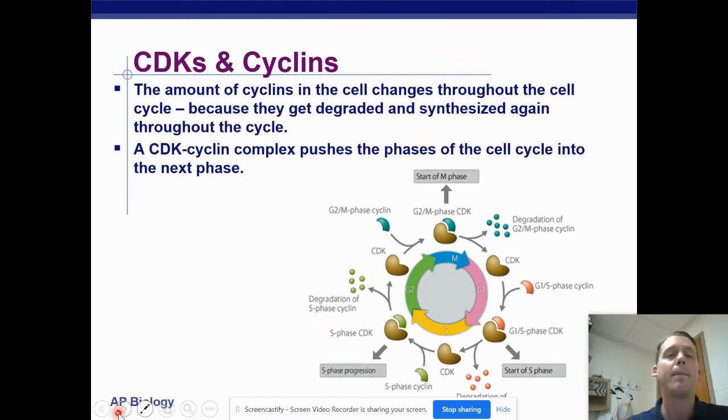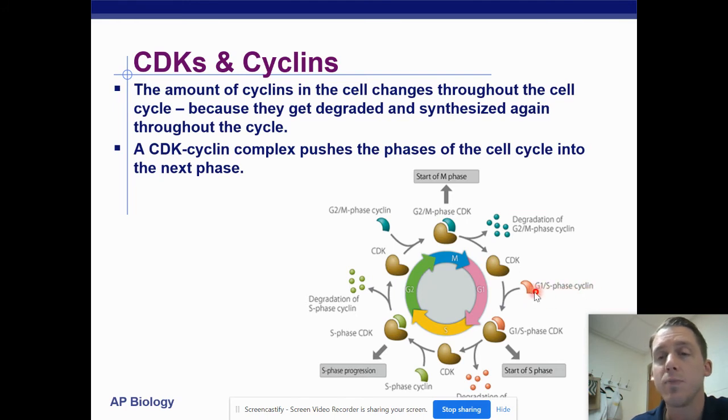All right, the amount of cyclins in the cell is going to change throughout the cell cycle because cyclins cycle: they get degraded and then they get synthesized again. So basically, when we don't have cyclins, we don't have activated CDK, and when we do have cyclin, we have activated CDK. If we start in G1, we have CDK, it's inactive, and over time, we build up more cyclin. As more cyclin builds up, it interacts with more CDK to push us through to the next phase.